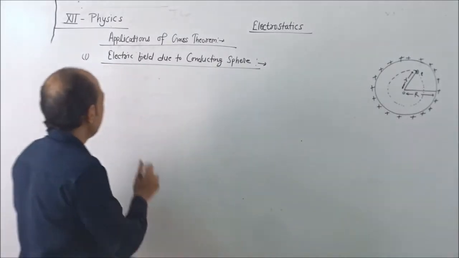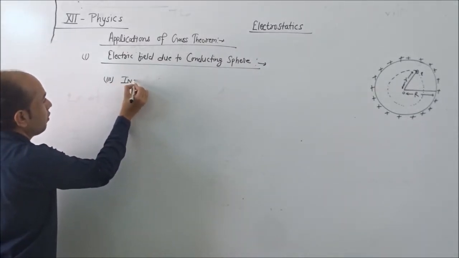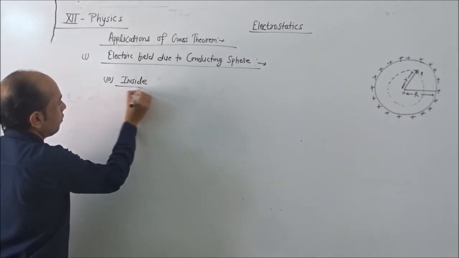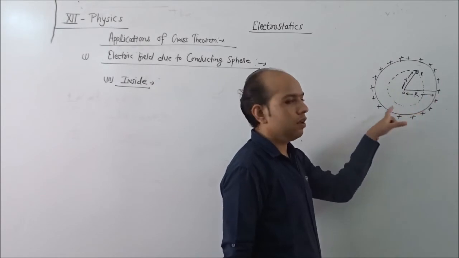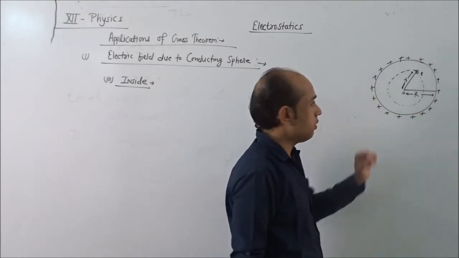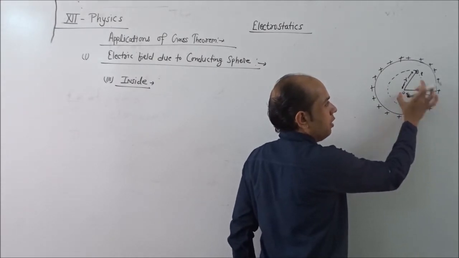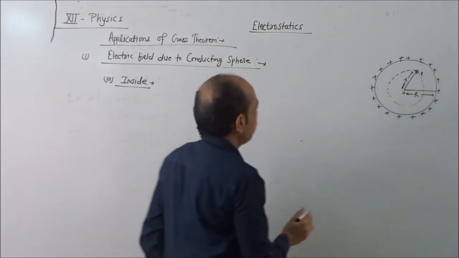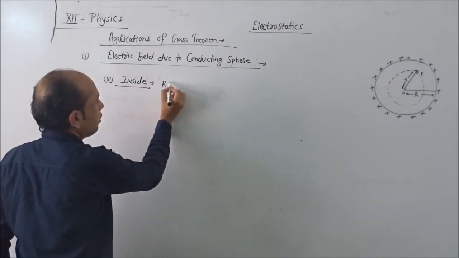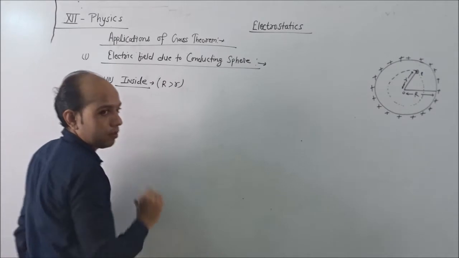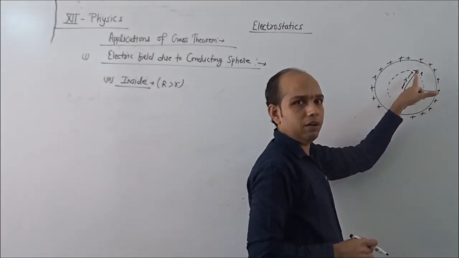Now we calculate the electric field inside the sphere. When we calculate the electric field inside the sphere, we compare capital R, the radius, with small r. In case of inside, capital R is greater than small r, and we have to calculate the electric field at point P.